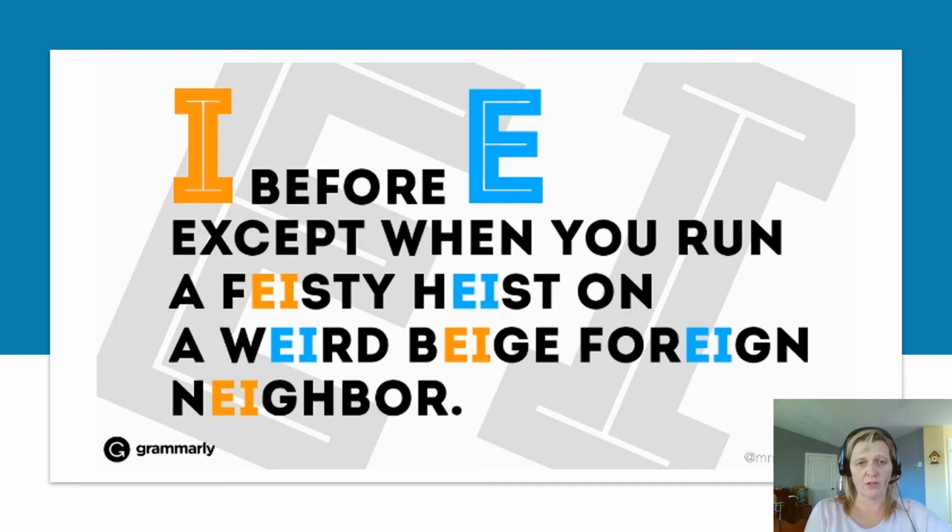But as you know, there's exceptions to our English rules, and here's a perfect example. This one says, I before E except when you run a feisty heist on a weird beige foreign neighbor. So here in this one sentence are 6 rule breakers. So like I said, it's important to know the rules, but as you have learned already, in the English language, there are exceptions to the rules.